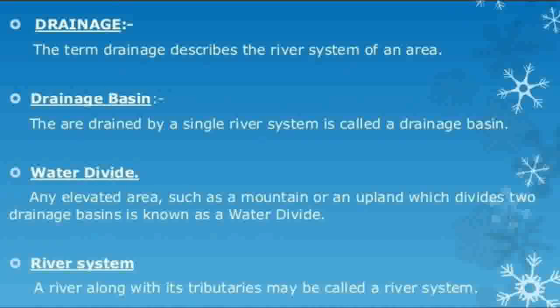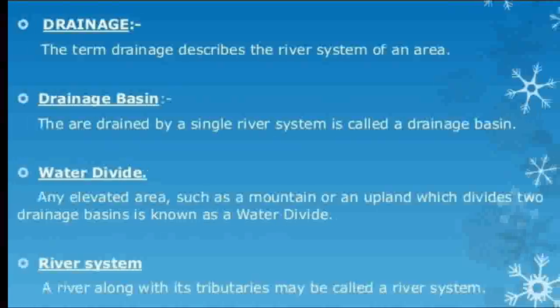Drainage is basically described as the river system of an area. Another term is drainage basin. Area drained by one single river is called a drainage basin. Water divide is an elevated area like a mountain or an upland, which separates two drainage basins.